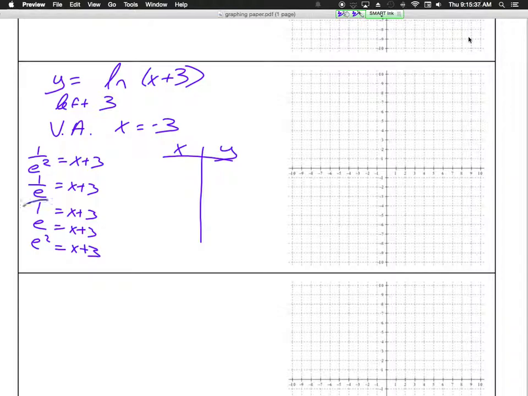Now, on all of these except for the one in the middle, I'm going to have to use my calculator to help me figure out what e is. So I can go ahead and do the one in the middle, and that's going to give me negative 2. Everything else I'm going to need help on. So this is 1 over e squared minus 3. So 1 divided by e squared and then minus 3. So that is negative 2.864. The next one is 1 over e minus 3. That is negative 2.632. Then I have e minus 3, which is negative 0.281. Then I have e squared minus 3, which is 4.389.